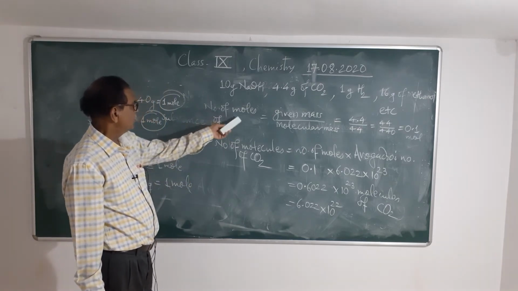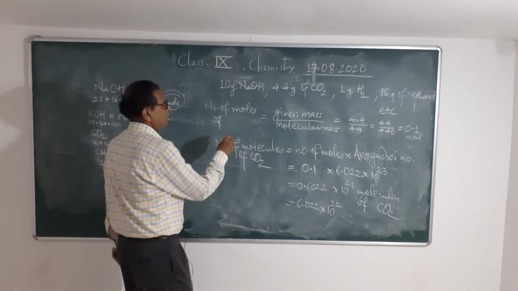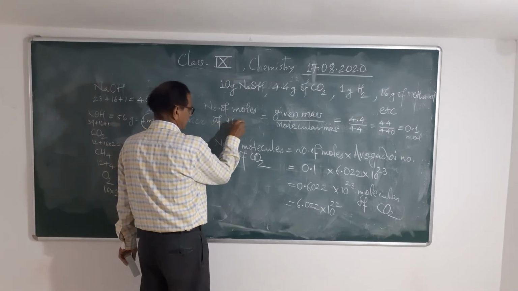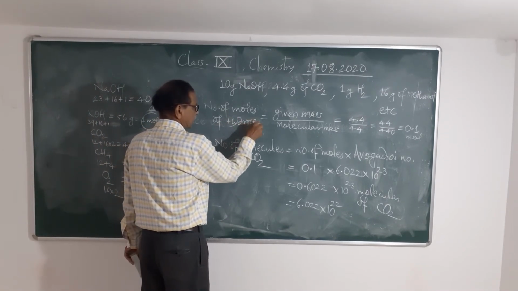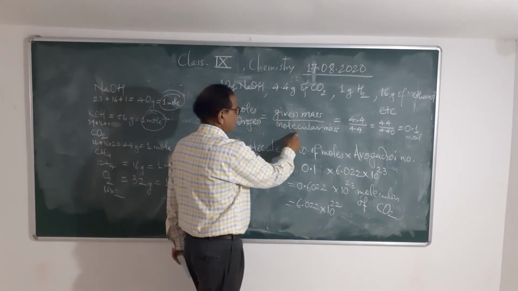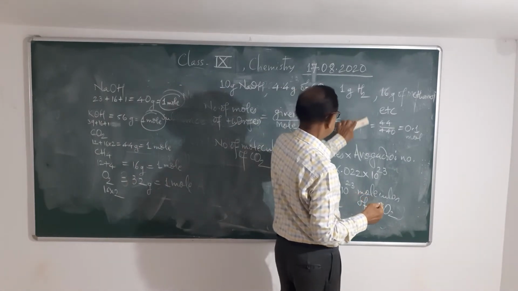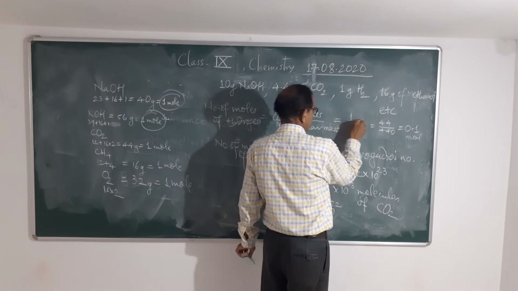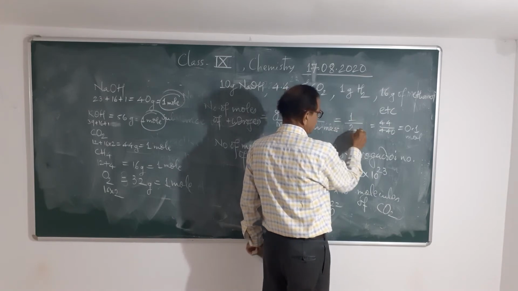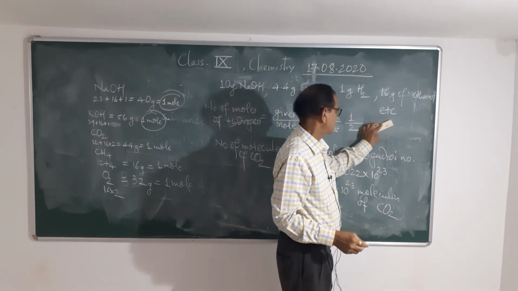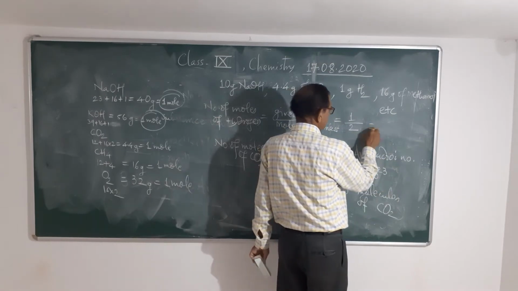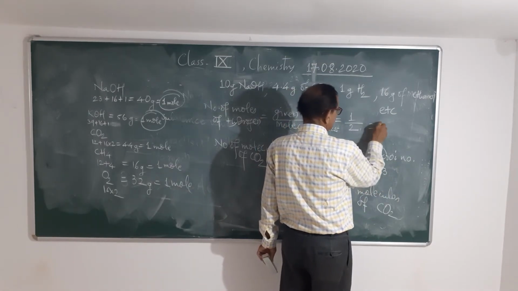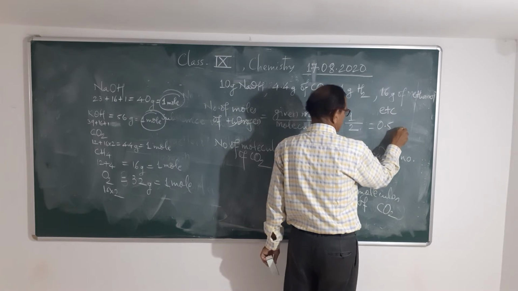So see, number of moles of hydrogen is given mass upon molecular mass. Given mass is 1. What is the molecular mass? 2. So given mass upon molecular mass is 1 upon 2, which is equal to 0.5 mole.